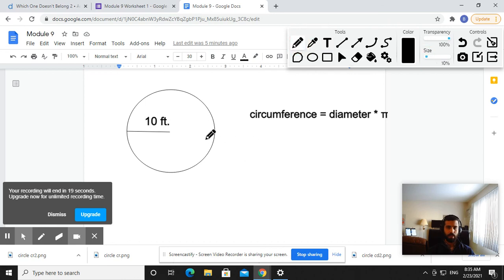So we'd have 20 feet for this whole diameter. So we could say 20 pi feet. That would be our answer.